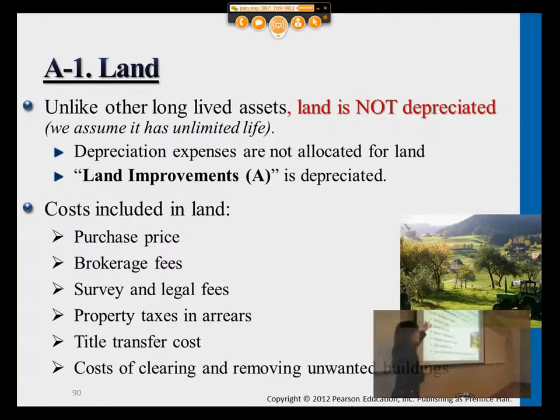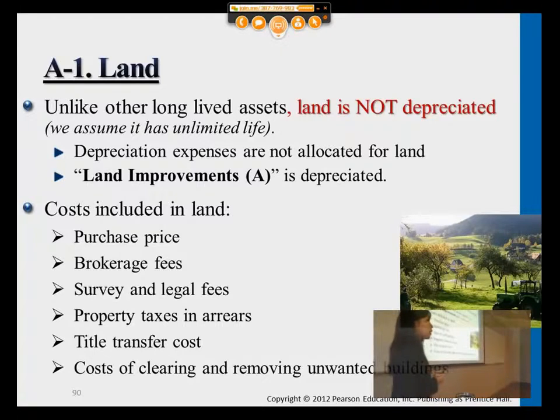Purchase price is easy to understand. Brokerage fee: if you hire an agent to help you locate this asset, of course you may need to pay a certain fee to that agent. Survey and legal fees usually are related to understanding the boundary of the land and any prior history related to that piece of land. So some of the transactions may tell you this expense also incurred. Property taxes definitely come with purchasing land. Any transfer costs, costs of clearing and removing a previously unwanted building there, may also be a necessary cost.